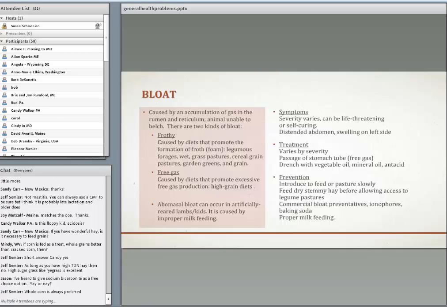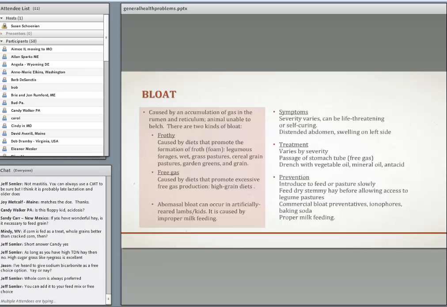Then we get the free gas bloat, which is more like a feedlot bloat, and it's a result primarily of high grain diets. Within this same topic is abomasal bloat in artificially reared lambs and kids. When we're bottle feeding them or feeding them on a milk bar, we can get bloat, and that's in the abomasum, but it's treated very similarly to the other types of bloat.